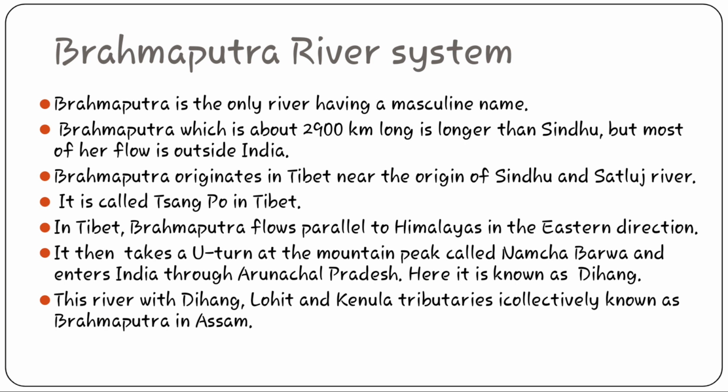Brahmaputra gets flooded heavily during monsoon season. Do you know what is the reason? Brahmaputra originates in Himalaya and hence contains a large quantity of water.